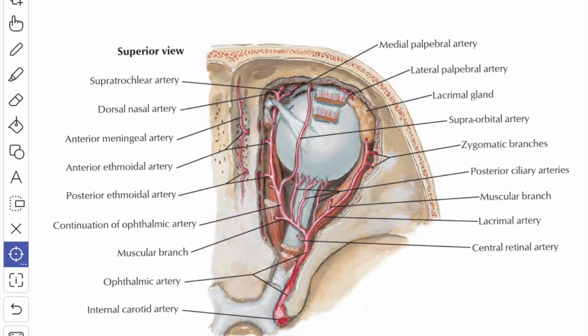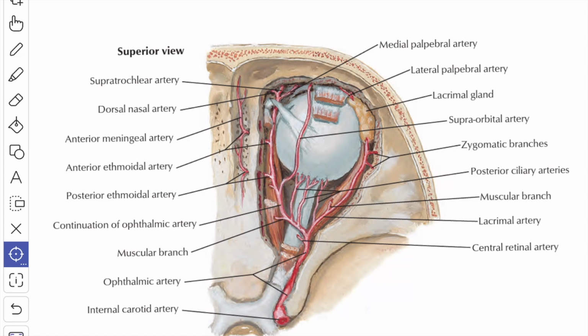The ophthalmic artery arises from the internal carotid artery when the internal carotid artery emerges through the roof of the cavernous sinus medial to the anterior clinoid process. So, this is the anterior clinoid process. The artery enters the orbit through the optic canal along with the optic nerve, and the artery lies infralateral to the optic nerve, and both the structures are ensheathed by a common sheath of dura mater.